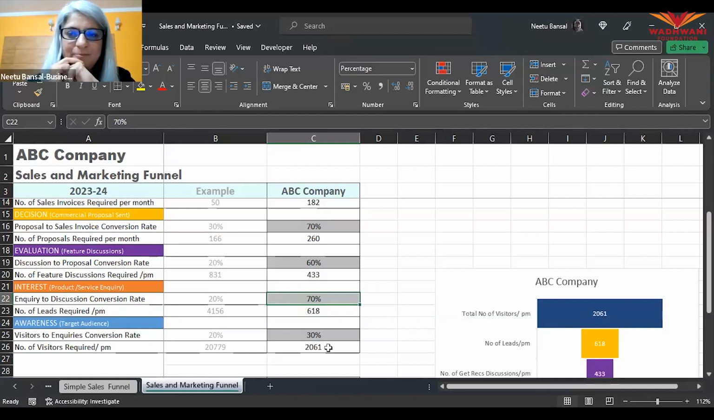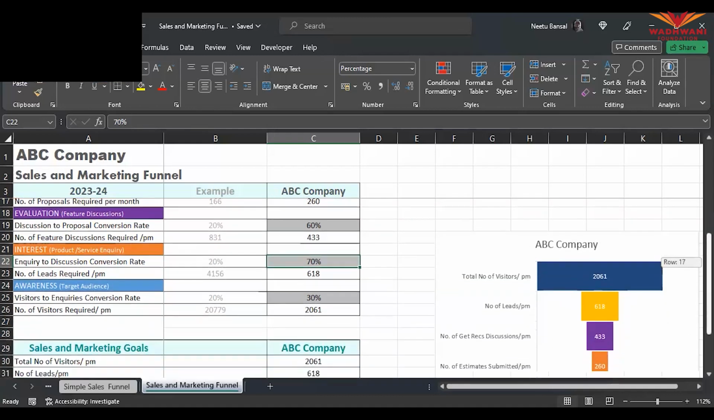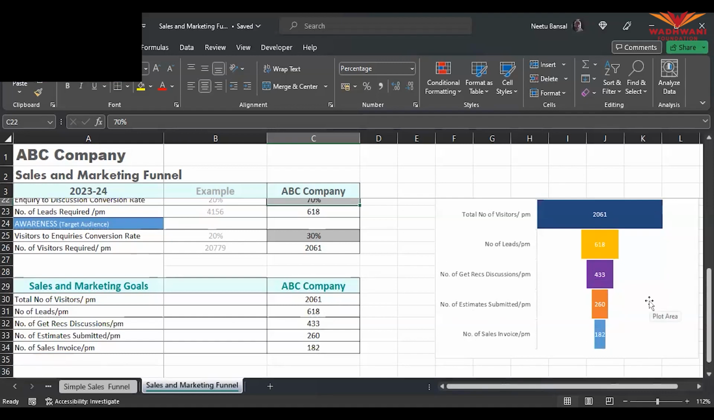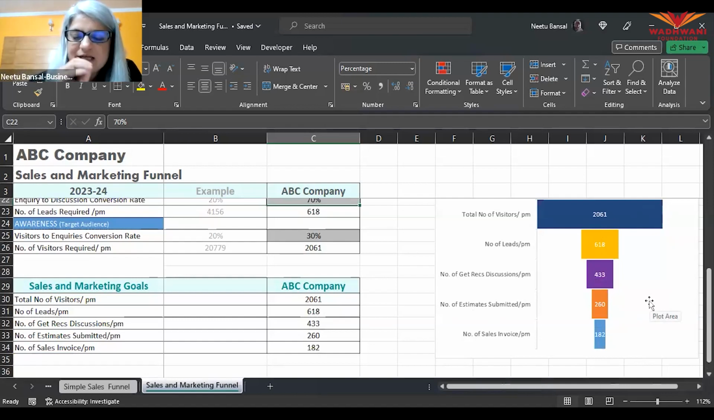Fantastic, Akshay. Thank you for bringing that point over here. Now, if you see, as an example in this case, you have these numbers over here. Let's take this example: to reach 2,061 visitors, to ensure that you get at least 2,000 visitors every month onto your website or your app, how much money do you need to spend? Can you make that calculation?